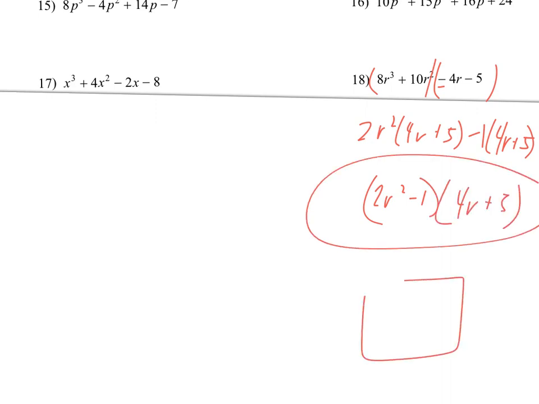You can still check your work, though. If you get 2r squared minus 1, 4r plus 5, you get 8r to the third, you get 10r squared, you get negative 4r, and you get negative 5.